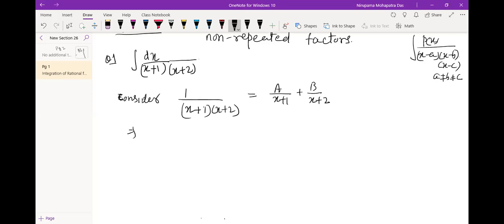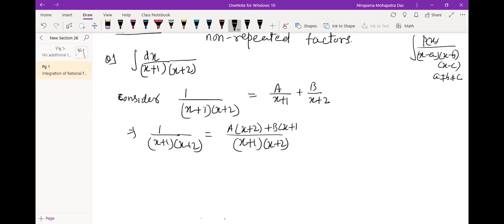Okay, that means 1 by x plus 1 into x plus 2. This is equal to, we may write it as x plus 1 into x plus 2. So here it is a into x plus 2 plus b into x plus 1. Okay, now comparing both the sides, we are getting 1 equal to a plus b into x. Okay, it is ax plus 2a plus bx plus b.